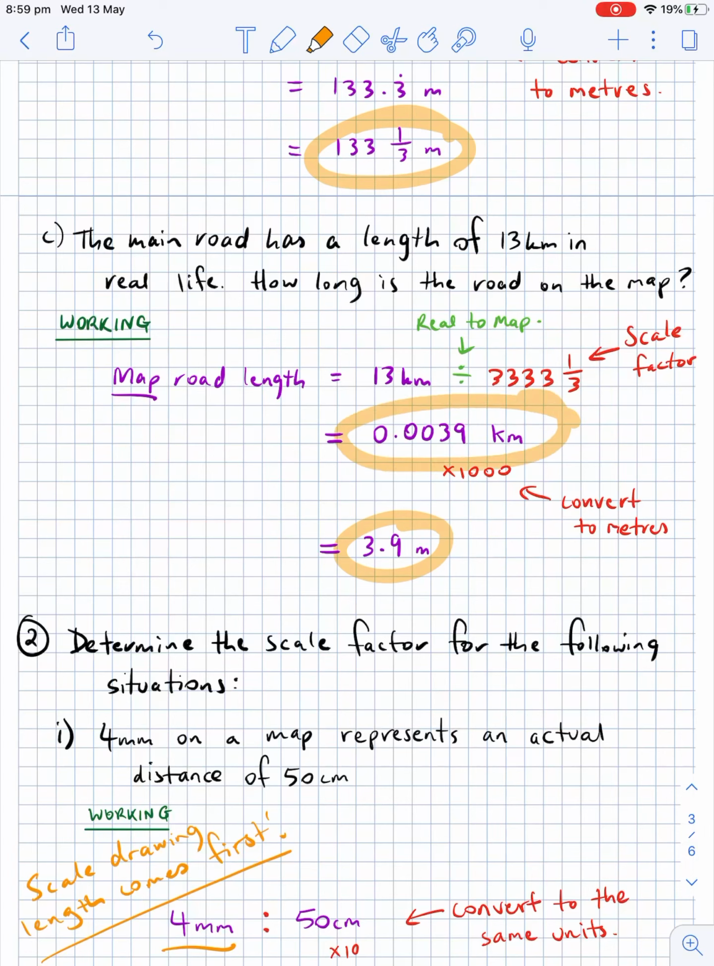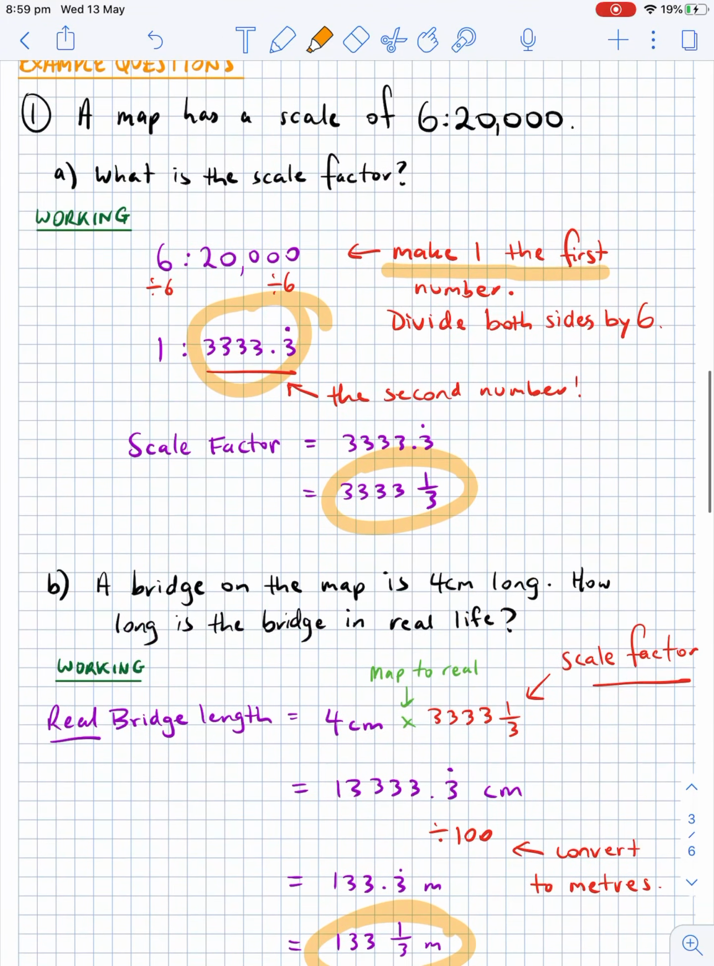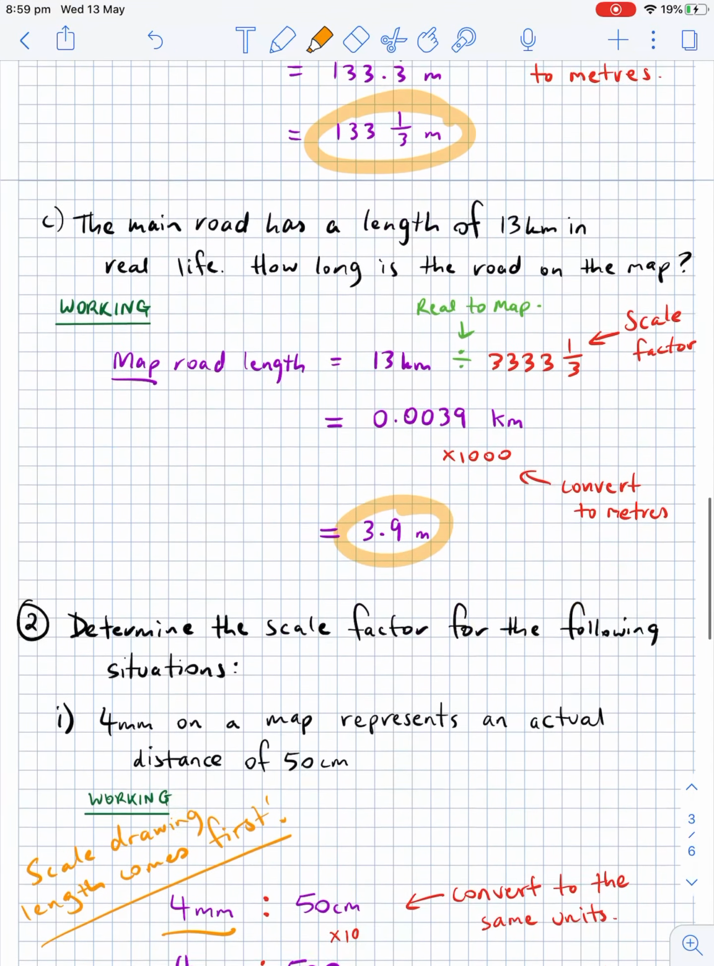That gets you 0.0093 kilometres. Notice kilometres stays kilometres. The units will not change. But we don't want to deal with such a small amount of kilometres, so let's convert it to metres. Therefore, our 13 kilometre road is going to be equivalent to 3.9 metres on our map. So it's quite a big map. It's going to be almost 4 metres long. So you need a very big map to fit this whole road onto the map with the scale that they've given us, this scale of 6 to 20,000.